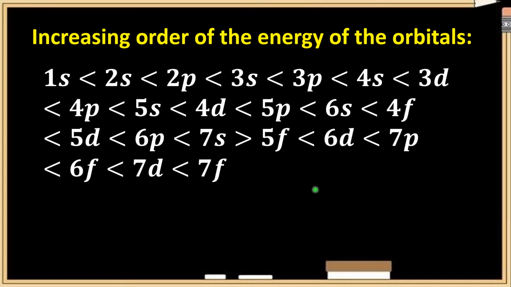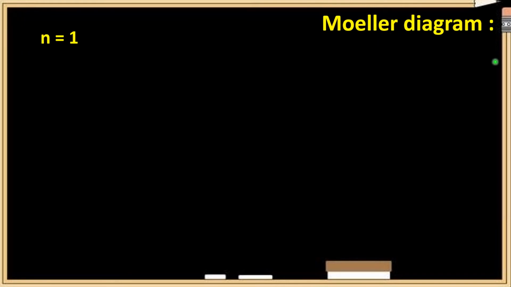And there is a diagram which is used to represent the order of the energy of the orbitals, and this diagram has been given by Moeller. That's why its name is Moeller chart or Moeller diagram. Here I am showing it. Moeller diagram, or we can say it as chart also. N equal to 1, that is the first orbit. We have 7 orbits in total. So n equal to 1, that is first orbit, has only 1s orbital.